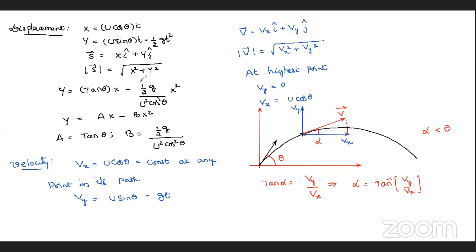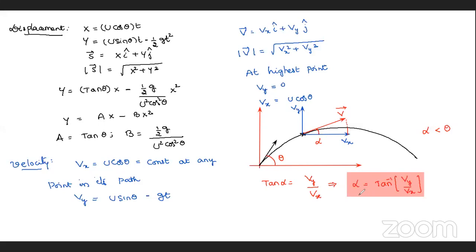Okay. This is the extra formula we are taking today. First formula today we are discussing. Alpha equals, directly we say, tan inverse Vy by Vx. Okay, so our formula is okay.